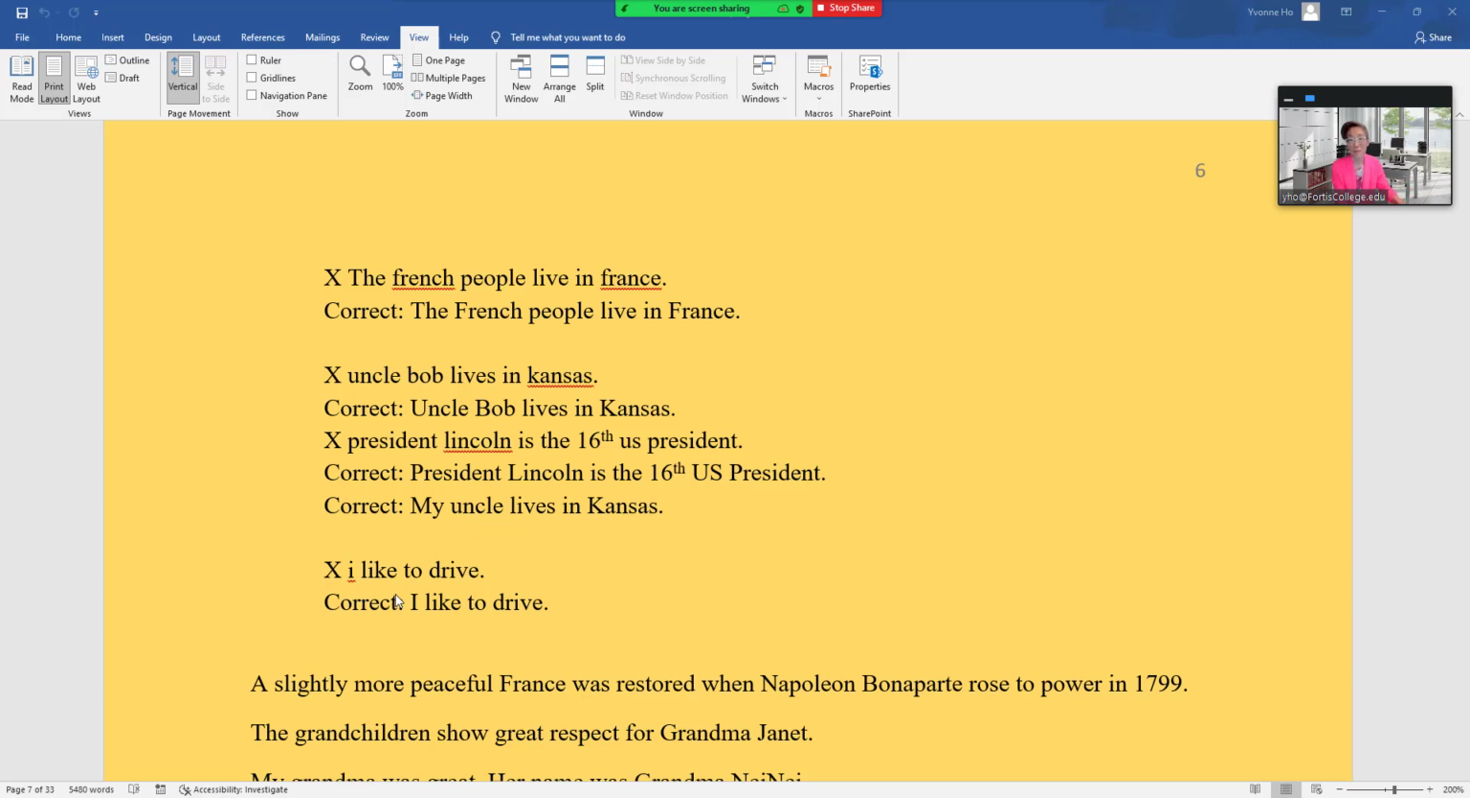We always capitalize I. So I see this as a common mistake in the forums. I guess because people are so used to texting. So it becomes a habit. So when we write I in the forums, you need to remember to capitalize your I.